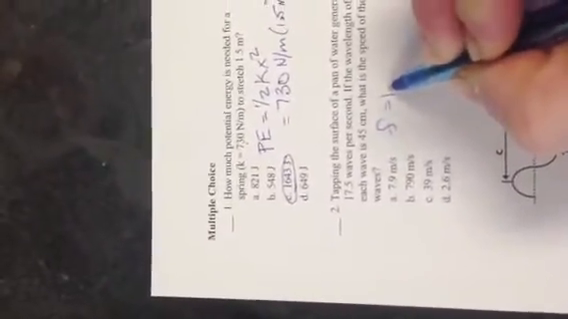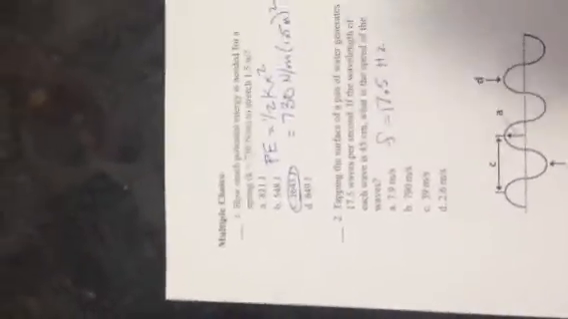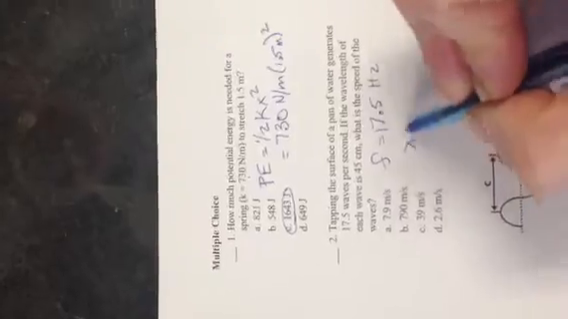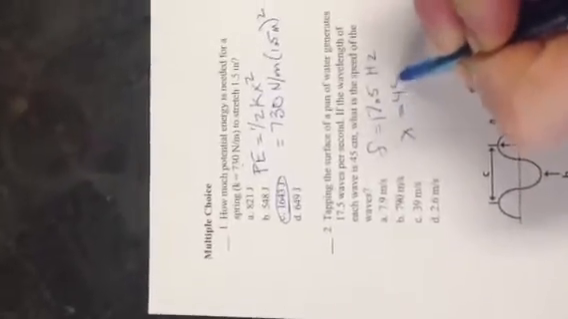Number 2, tapping the surface of a pan of water generates 17.5 waves per second. If the wavelength of each wave is 45 centimeters, what is the speed of the waves? So, frequency is 17.5 hertz. Wavelength is 45 centimeters.